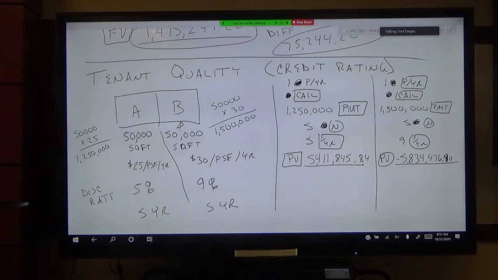Okay, they are generating more money, and they're generating more than enough money, even with the higher discount rate that we're assigning to them, to have a higher present value for their loan.